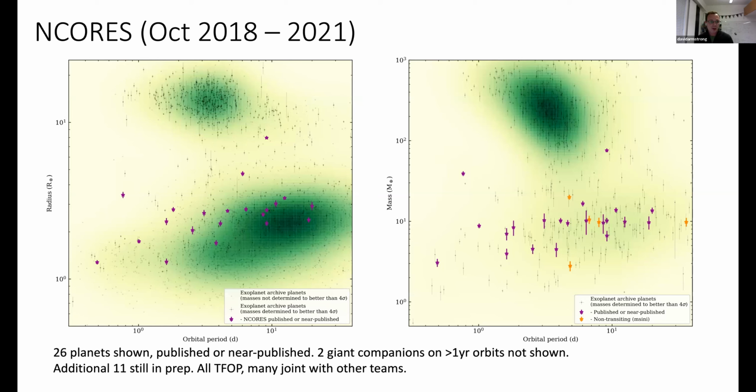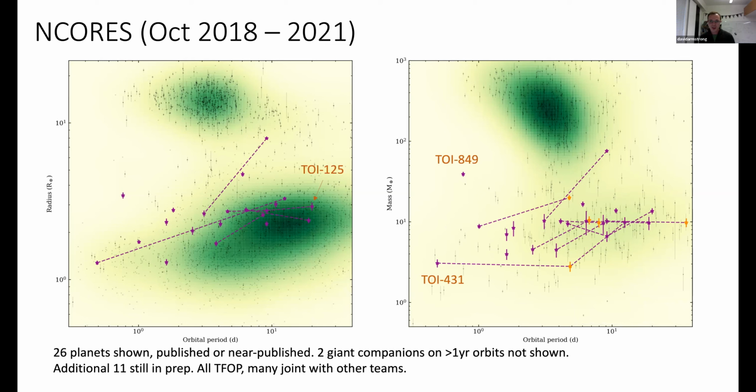Now, looking at these programs, this is the first part of my program that I want to talk about, the NCLES one. It was active from basically the launch through to 2021. This got a total of around 70–75 nights, and you can see there are 26 planets shown here that were detected and characterized, mostly in the low-mass planet regime. There are several more still in prep, so this is coming up to a total of well over 30 by the time they all come out. Now, these are all TFOP planets. Many of them are joint with other teams. You can see some non-transiting planets shown in orange on the right there.